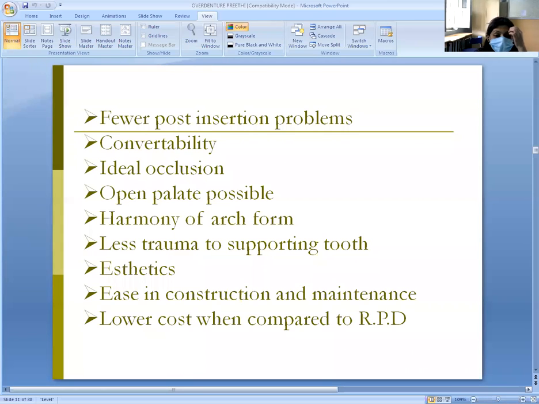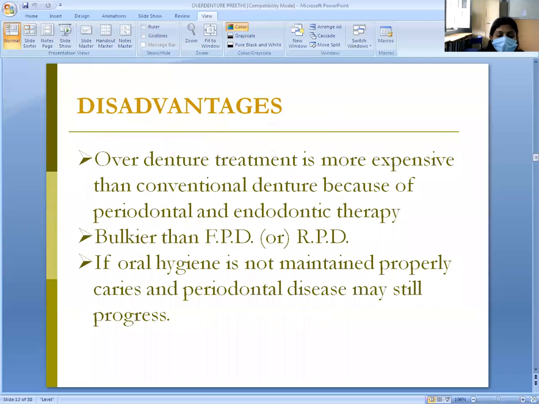Good aesthetics is possible with the overdenture. Again, it depends on the case; it varies from case to case. For an overdenture, you require good interocclusal space and support. So there is ease of construction and maintenance, and lower cost compared to the RPD. Instead of RPD, you can say CPD.